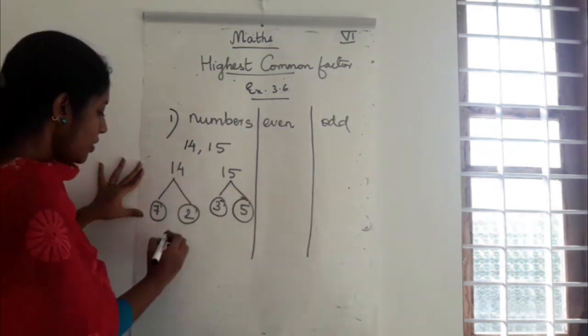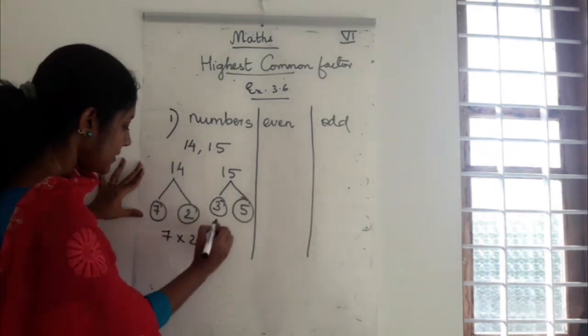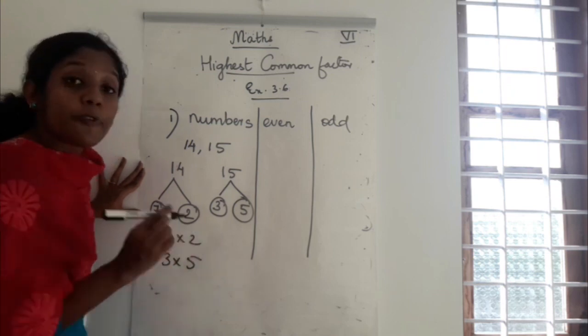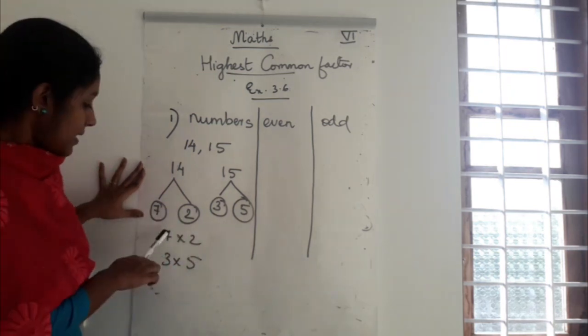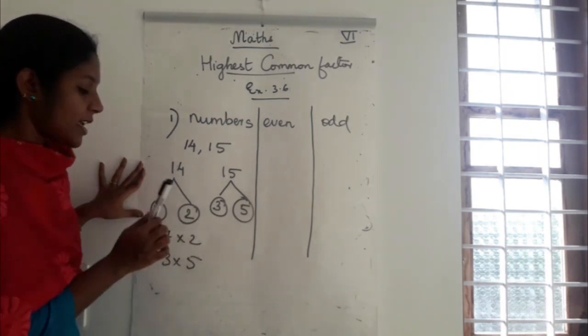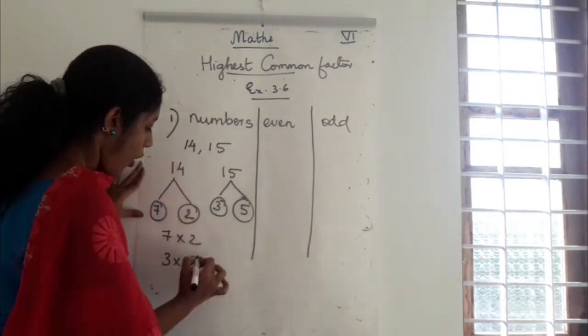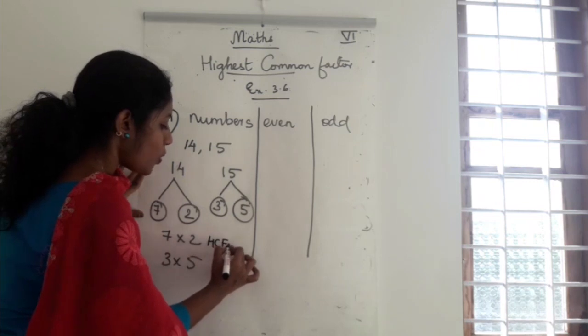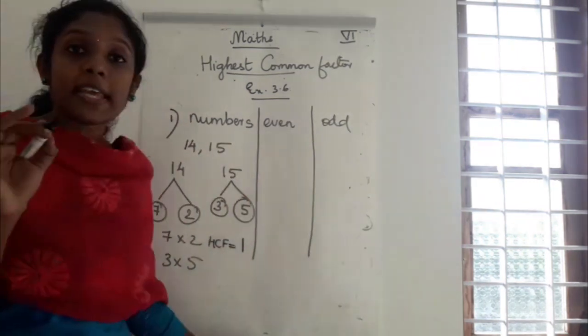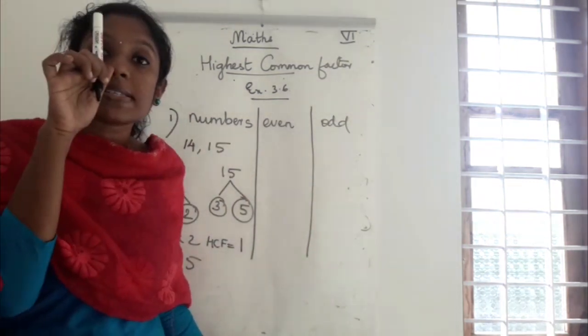Here when you look, 7 into 2 and 3 into 5 are the factors. Can you find any common number in 7, 2 and 3, 5? You cannot find any common number. So here the HCF of these numbers is 1. If you cannot find any common number, that means the HCF is 1.